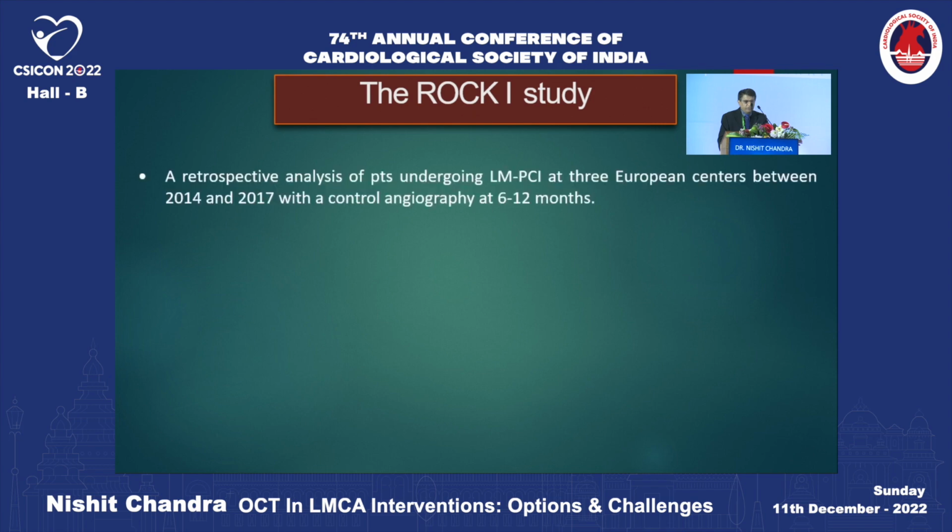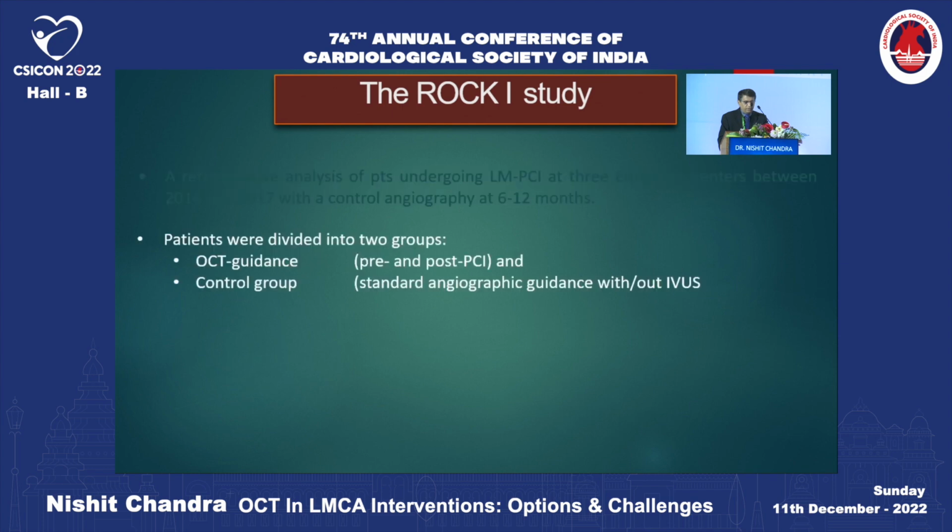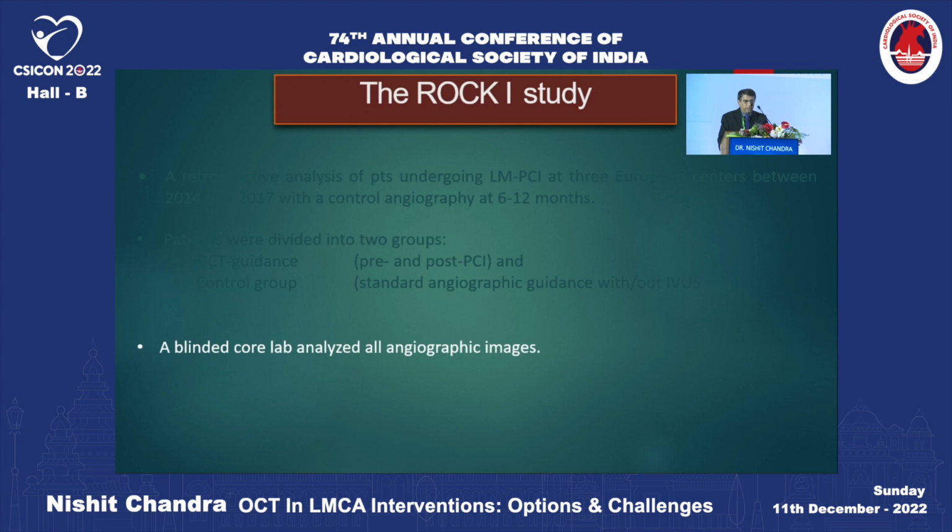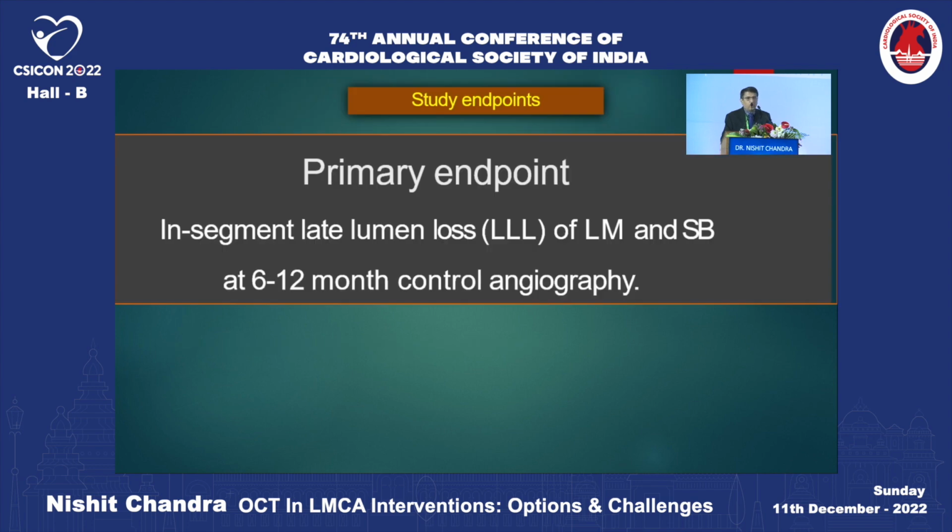The ROC1 study was conducted in 3 European centers between 2014 and 2017, with a control arm of angiography and another arm of OCT. The results were studied by a blinded core lab, where they analyzed all the angiographic studies and the OCT studies. The primary endpoint was the in-segment late loss of left main and side branch at 6 to 12 months.